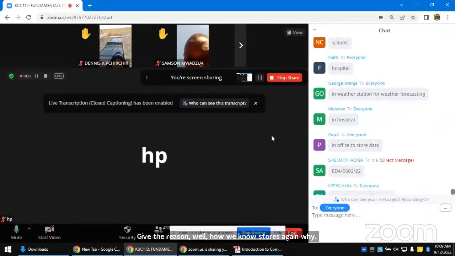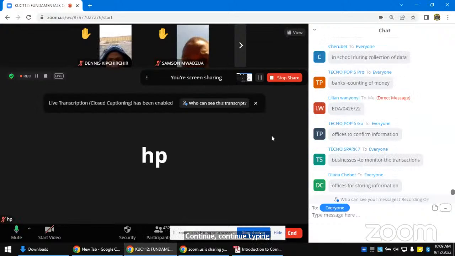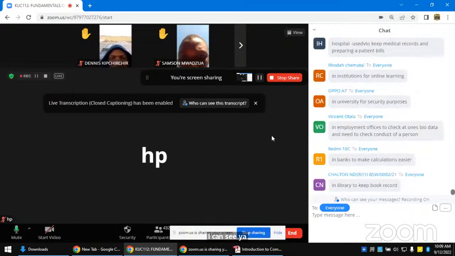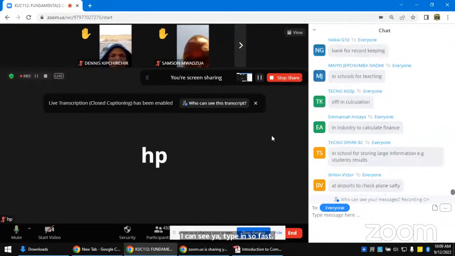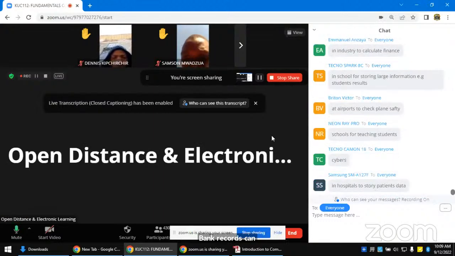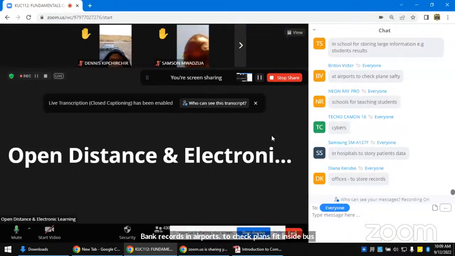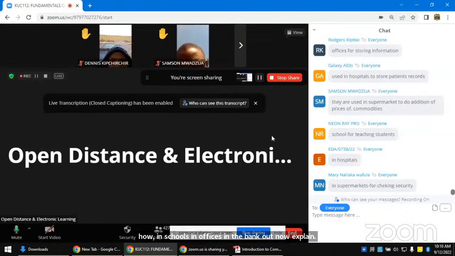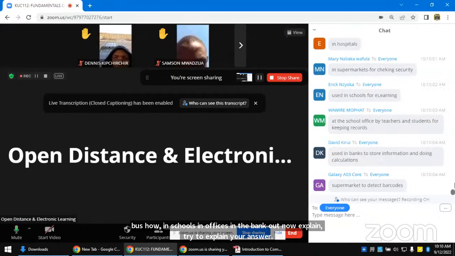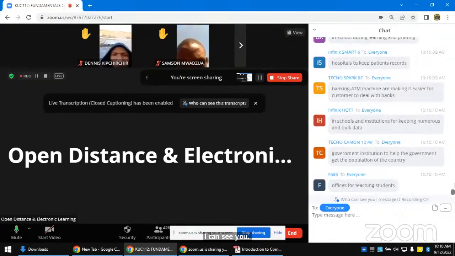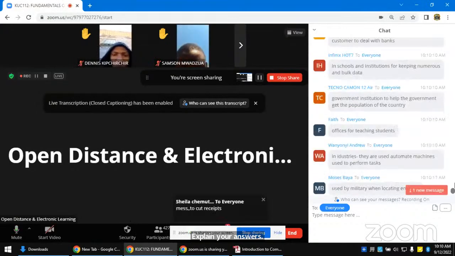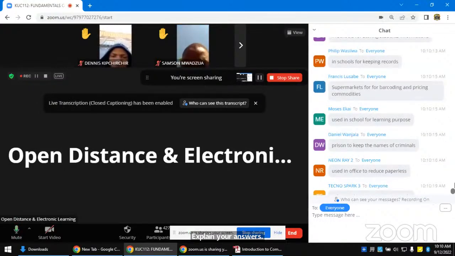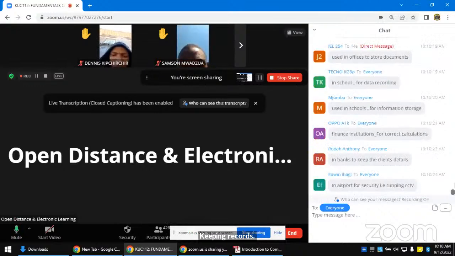Continue typing. We have banking for counting money. I can see you type so fast. Banks for records, in airports to check plane safety, in cybers, how? In schools, in offices, in banks, how? Now try to explain your answers. Kindly explain your answers. In schools, for keeping records, financial decisions, for correct calculation.